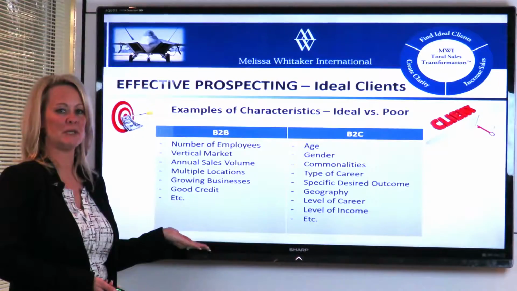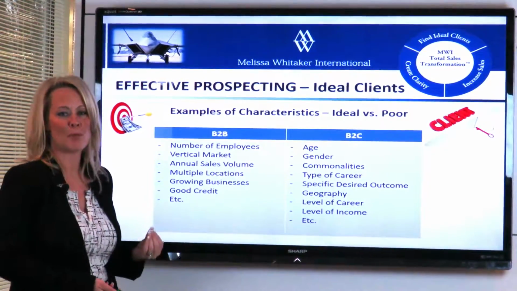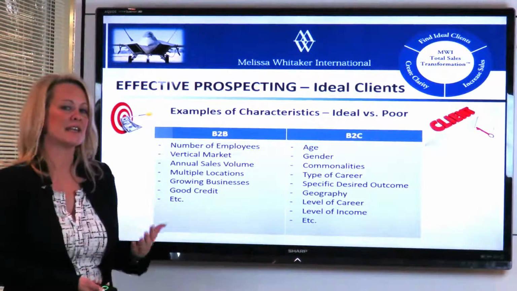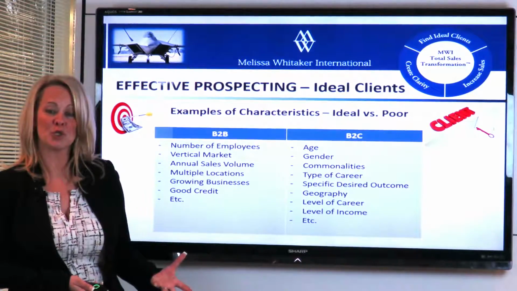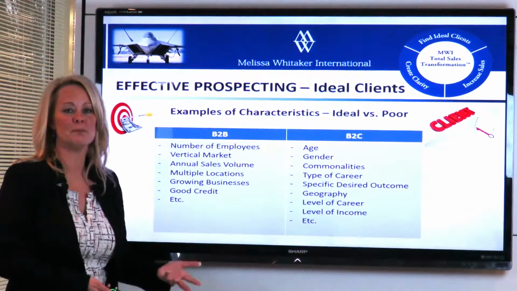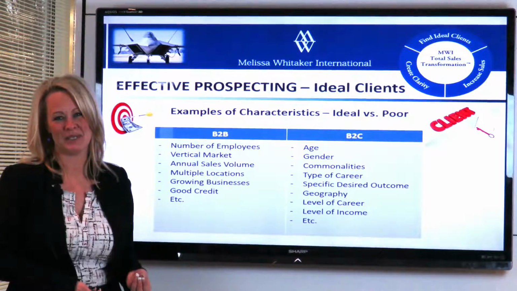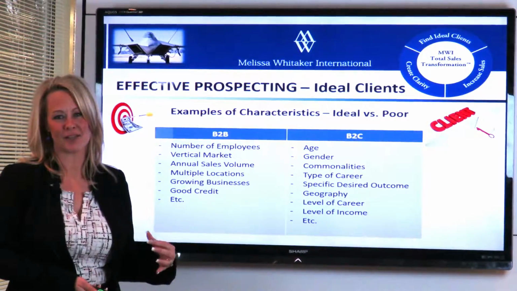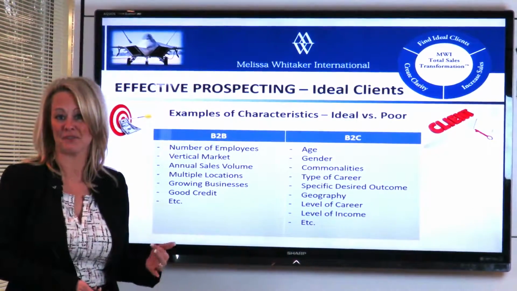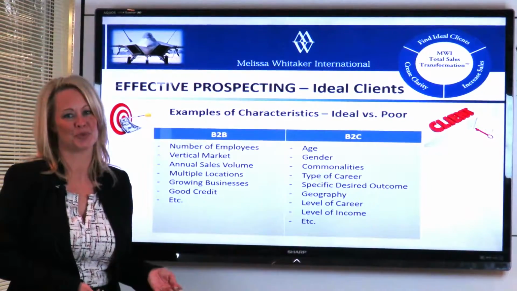For people who do B2B business, it could be number of employees. It could be the vertical market, the actual industry that they're in. It could be their annual sales volume. If they have multiple locations, that could be more ideal. If they're a growing business. And also, you have to make sure they have good credit, because obviously in business, when we're selling our solutions or creating opportunities, a lot of times we have to do some kind of financing or some kind of process that they have to get approved through.